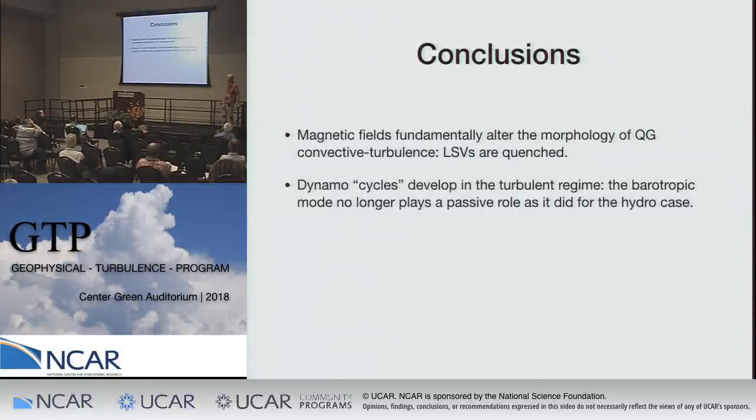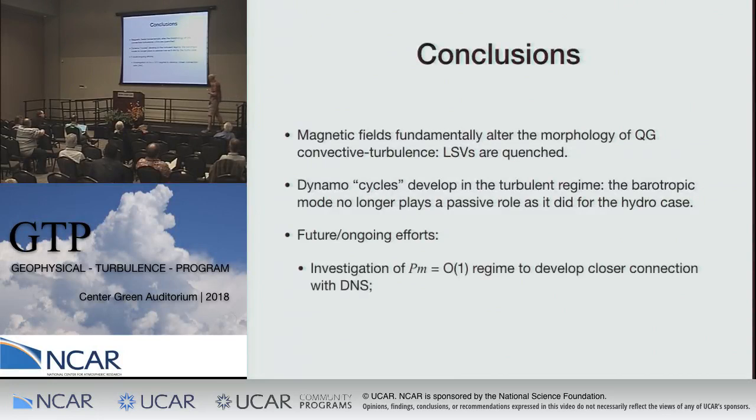For very strong forcing, we've found these dynamo cycles. And I should say that similar cycles have been found in direct numerical simulations as well. The jets, the barotropic flow, no longer play a passive role in the dynamics, but directly interact with convection. What we're doing now is looking at the order 1 magnetic Prandtl number regime; all the stuff I've talked about here is small magnetic Prandtl number. This should hopefully bridge the gap between these asymptotic models and DNS. And we're looking more closely at what happens within spherical geometry. Thank you.